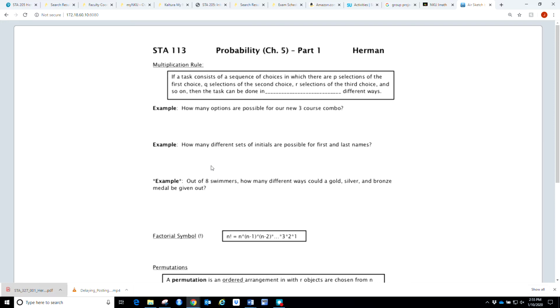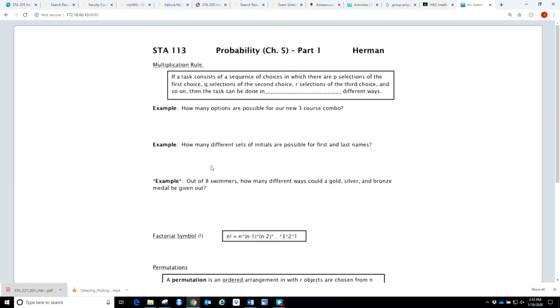So reading that here, if we have a task, or here like our meal, that consists of a sequence of choices, right? We're choosing an appetizer, we're choosing an entree, we're choosing a dessert. There are P selections for the first choice. P would actually be a number. In our example, that would have been like we had 2 appetizers. There's Q selections for the second choice. So we had 2 entrees. And R selections for the third choice. So we had 3 desserts.